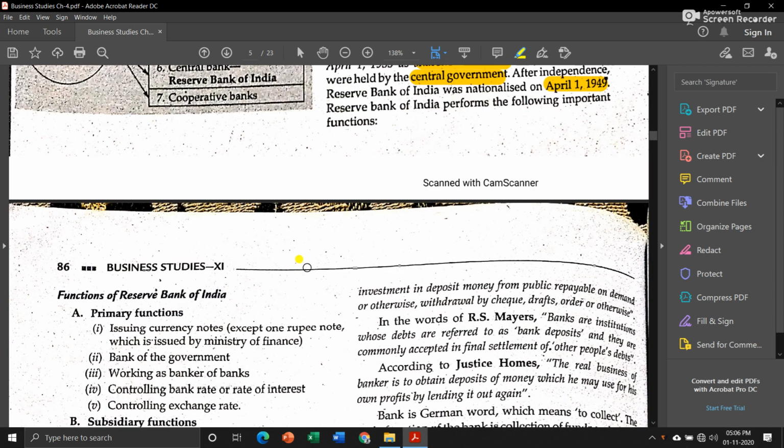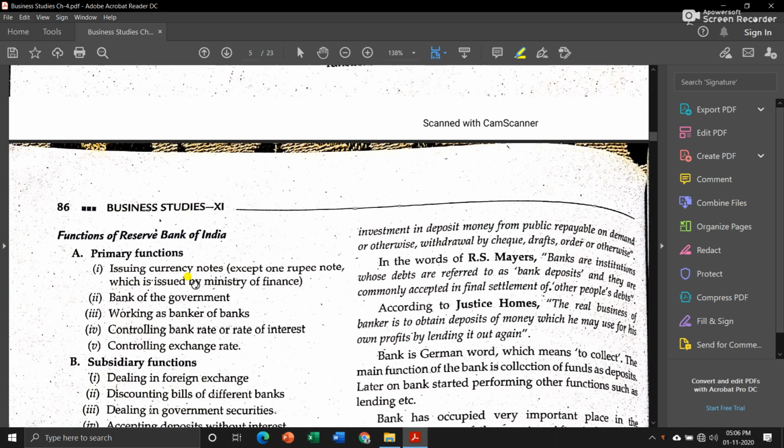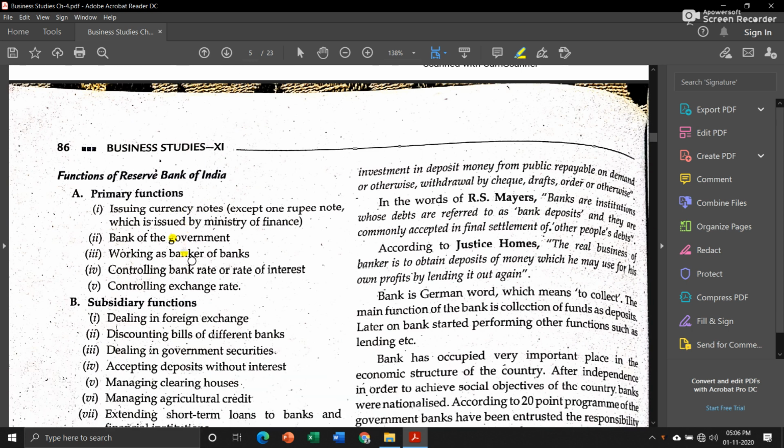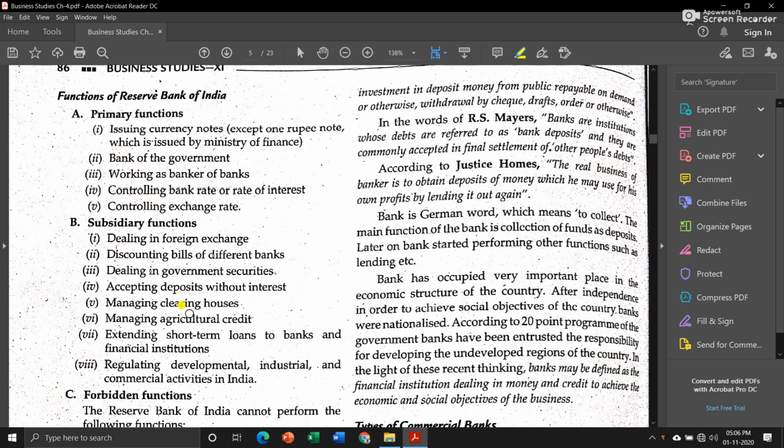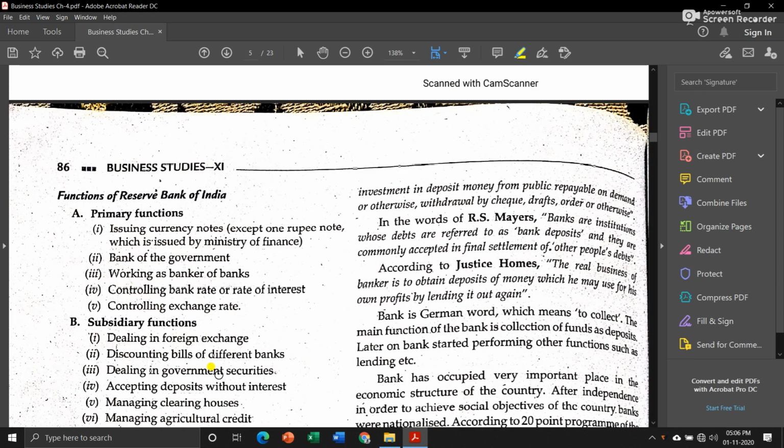Now let us see the functions of Reserve Bank of India. The functions of Reserve Bank of India are divided into three parts. First part is primary function, then subsidiary function, and there are some forbidden functions. Now let us see the primary functions of RBI. Issuing currency notes means the Reserve Bank of India has the power of issuing currency notes, but except for the 1 rupee note, because 1 rupee notes are issued by the Ministry of Finance.